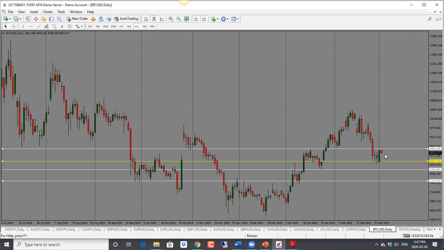Same thing here. We do have a nice bullish candle close, but if the price is not able to go through the high here, then we could see a reversal. So do watch out for that. I would say bullish bias for now, but again, with caution here as well.